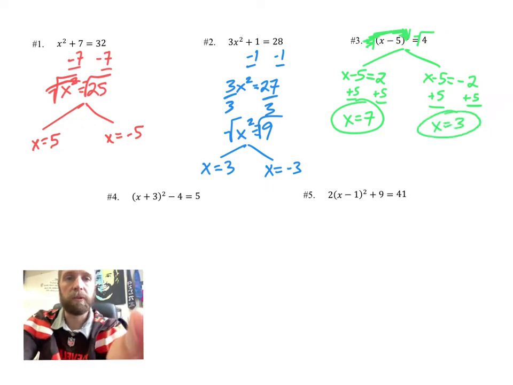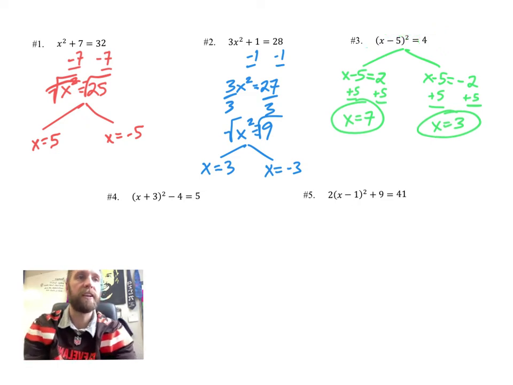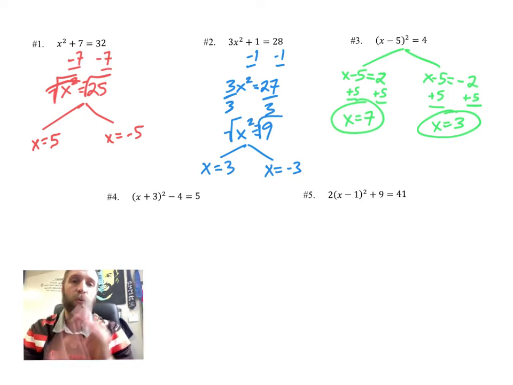Cool, you're welcome to go ahead and plug it back into the original to double check. If we did plug in a 7 into the parentheses, 7 minus 5 is 2. 2 squared, that's definitely 4. Or if we plugged in a 3, 3 minus 5 is negative 2. Negative 2 squared, that turns it positive. Cool, so we've got what we need. Hopefully we're starting to learn a little bit about quadratics and when to split those into the two equations.